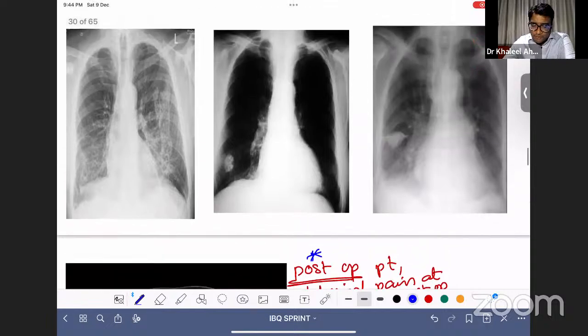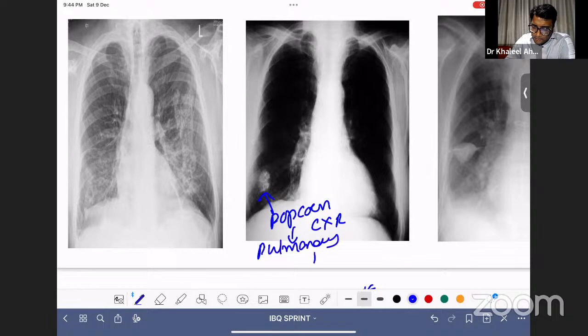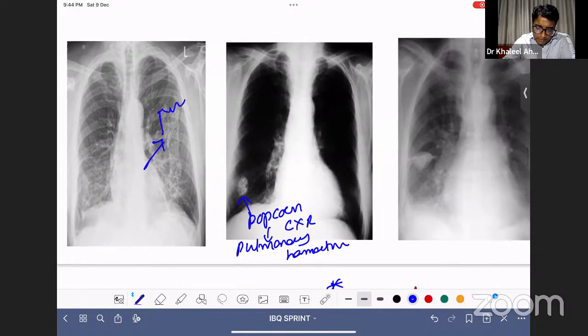By the way, can you just tell me this one, this radiograph? This is a popcorn appearance on chest X-ray. This is pulmonary hamartoma. What about this one? What do you think this is? This first radiograph shows irregular calcification spreading across the lobes.